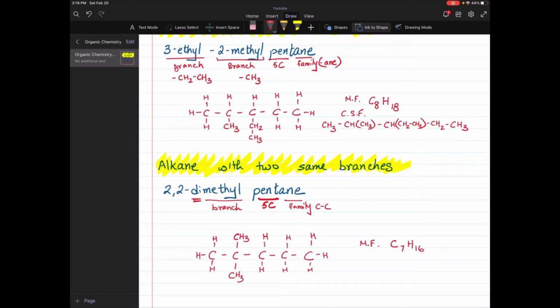Right. And for this one, when we're writing the condensed structural formula, CSF, it will be carbon, and the first carbon has 3 hydrogens attached. The second carbon has CH3, 2 of them attached onto the carbon, and then the next carbon has 2 hydrogens. The next carbon has 2 hydrogens, and the last carbon has 3 hydrogens attached to it. Right, so that is an example of an alkane with 2 same branches and how we would write the structural formula and the molecular formula for it.